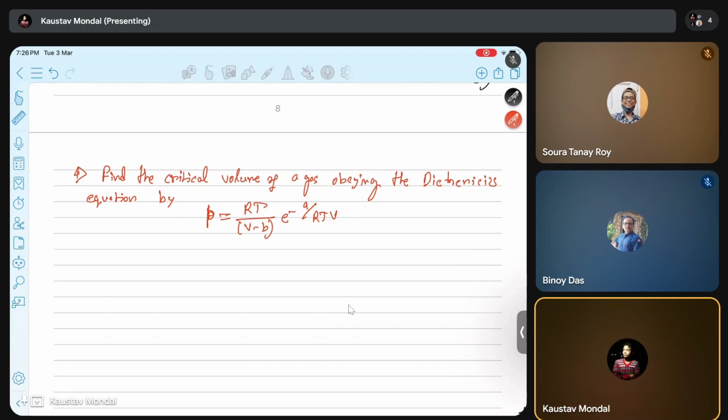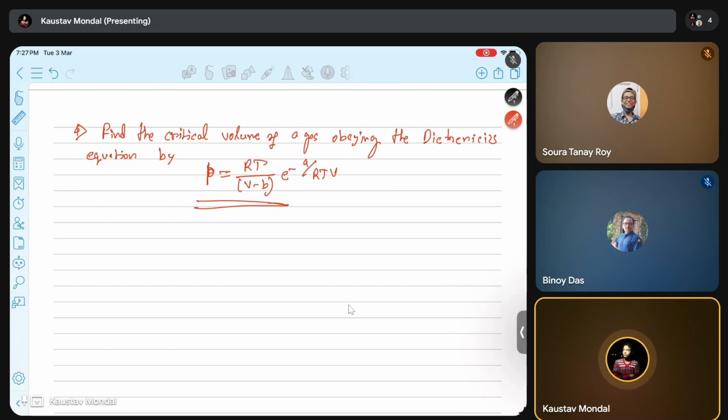Now, instead of the Van der Waals gas equation, here the gas follows Dieterici's equation, which is given in this form. For this form, you have to calculate the critical volume. To find the critical volume we will use a similar process, just like we did for the Van der Waals case. Option A is B, option B is 2B, option C is 3B, option D is 4B.